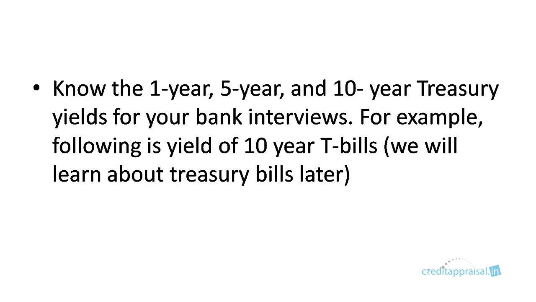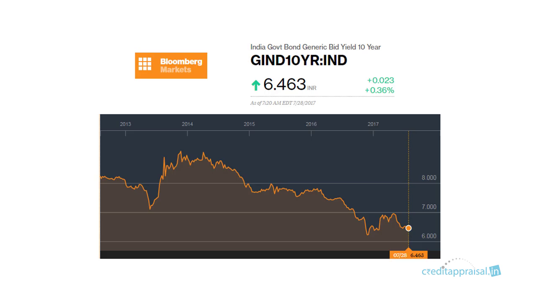For your interviews, you can go to the RBI website and try to know the rough figures of the 1 year, 5 year and 10 year treasury yields. That is sufficient. For example, this is the 10-year T-bills yield. We'll discuss T-bills later. So you'll get something like this. This figure you can get even on the internet. This says that the Indian government 10-year bond yield is 6.463. That's the prevailing rate, so it might be different for the date which you look into.